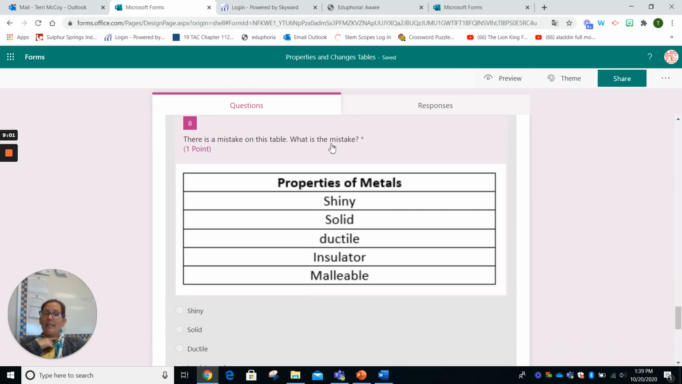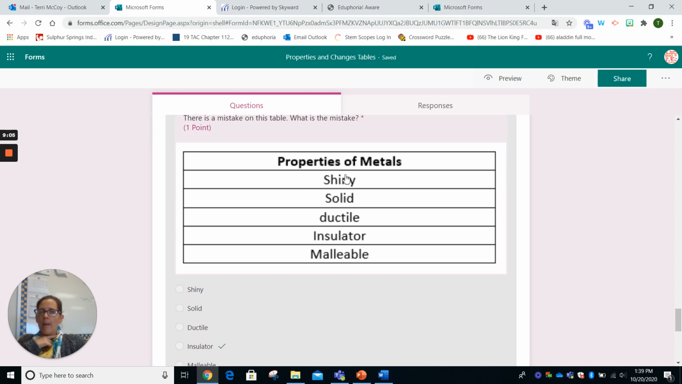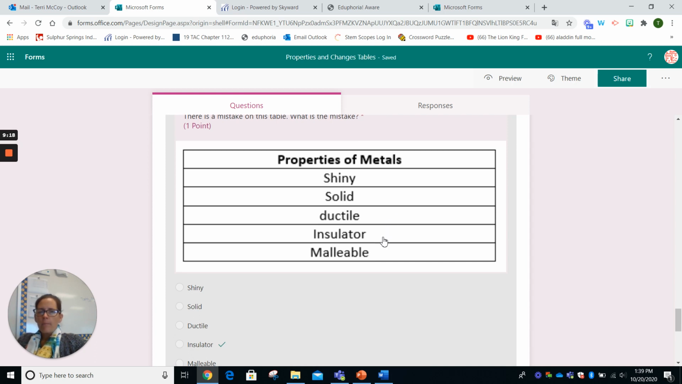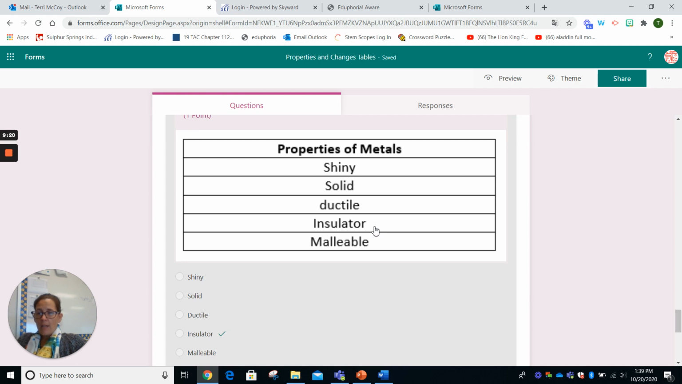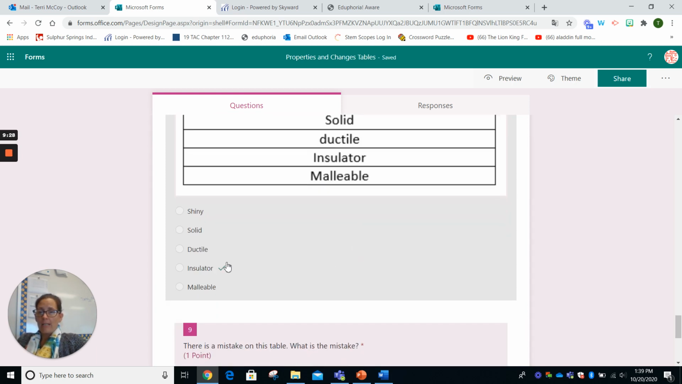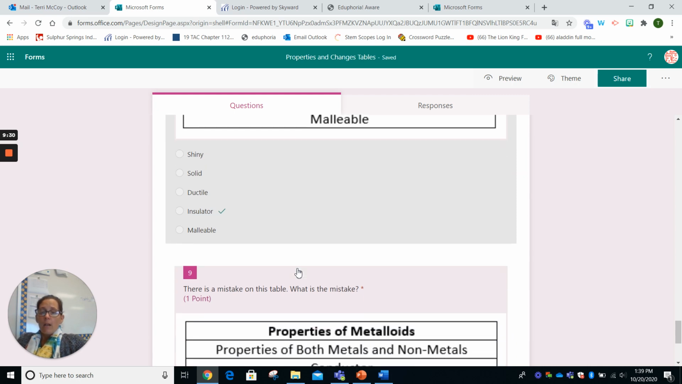There's a mistake on this table. What is the mistake? So here we have properties of metals. Metals are shiny. Metals are solid. Metals are ductile. Metals are an insulator. Metals are malleable. Wait a minute. Metals are not insulators, are they? Metals are good conductors of heat and electricity. So this right here is going to be the mistake on this table. So we would come down and select insulator.